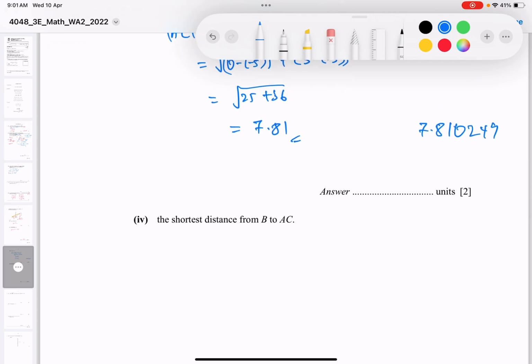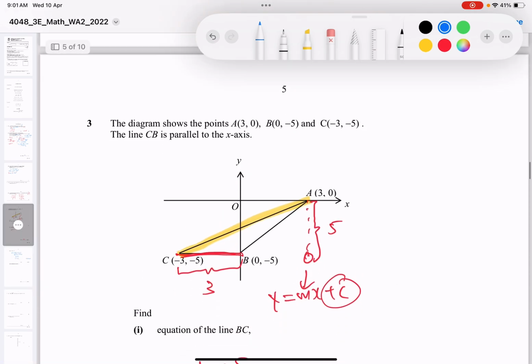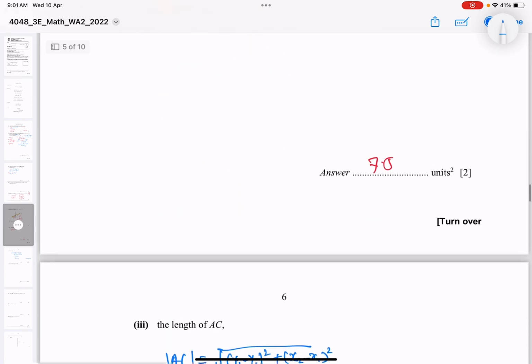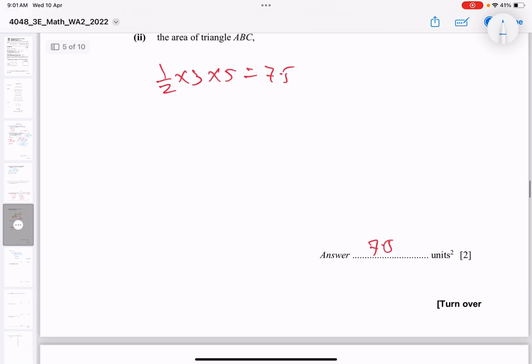The shortest distance from B to AC. Now, this is a very commonly asked question. So, what's the shortest distance from B to AC? It is always the perpendicular height. This is the shortest distance. We're going to call it H. Now, we have already found the area, right? Have you found the area? Yes, the area of the triangle, which is 7.5.